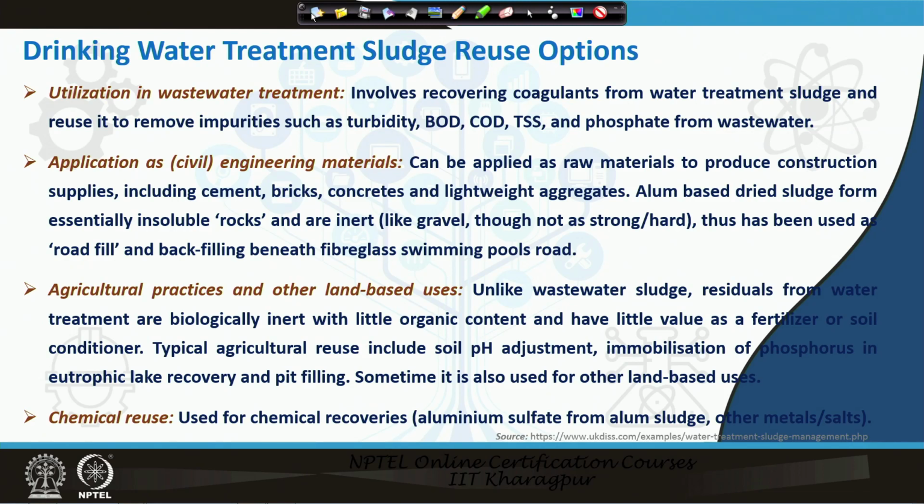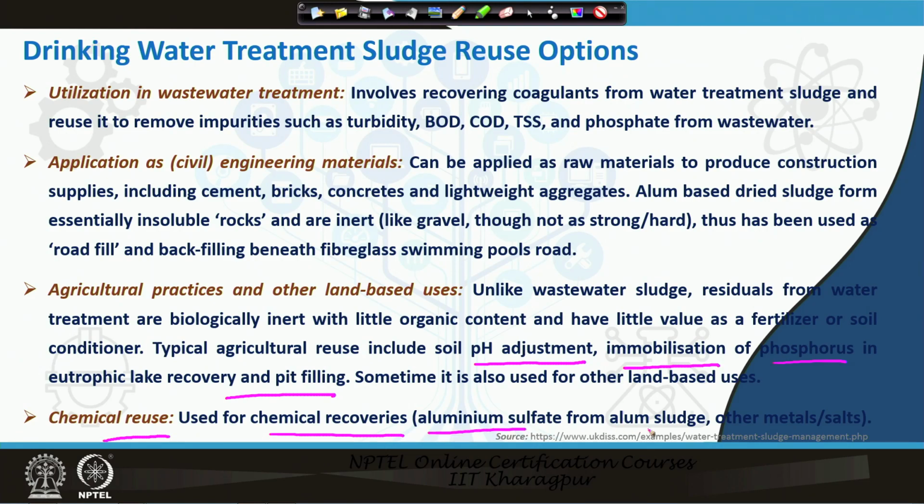Still some people use it, okay, for say pH adjustment, immobilization of phosphorus in eutrophic lake systems, and many times pit fillings. Sometimes it is also used for other land based uses, like leveling, if there is some ground, and even in some sports grounds for leveling, this sludge might be used.